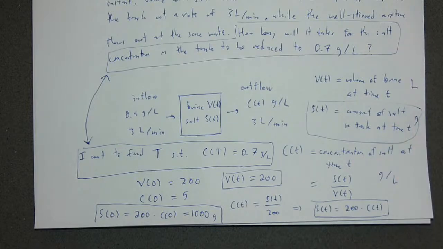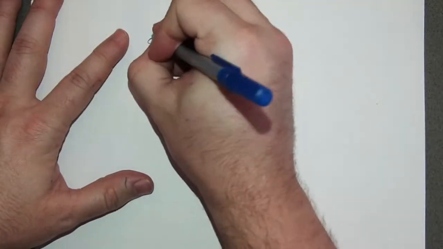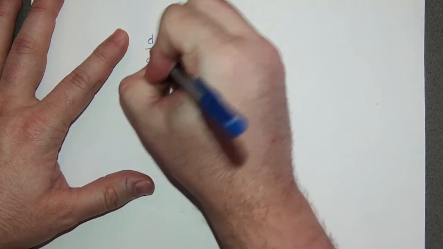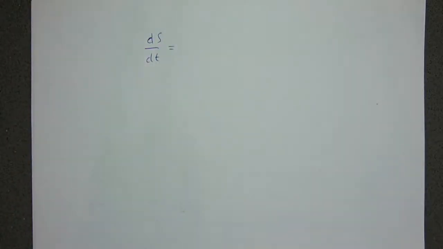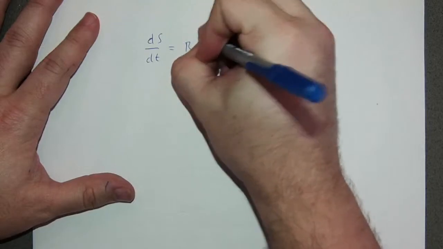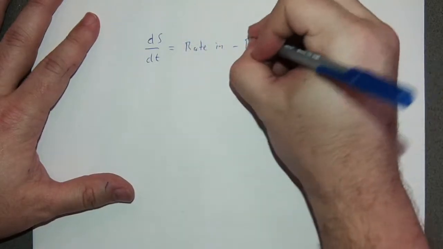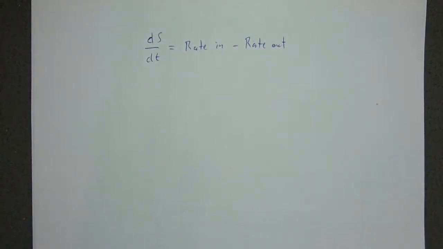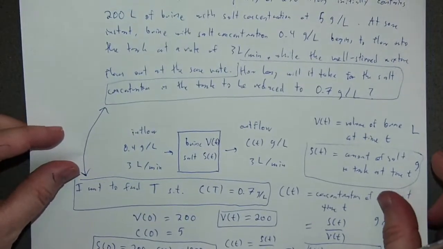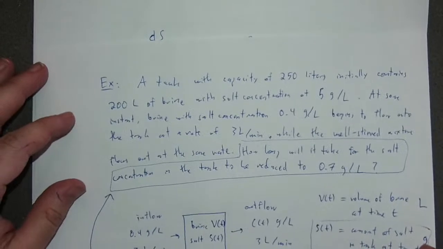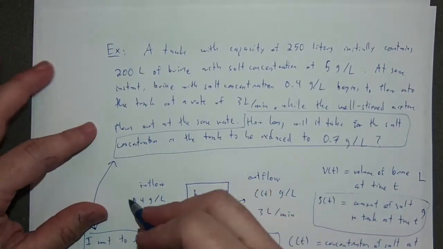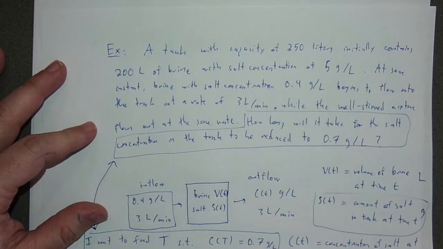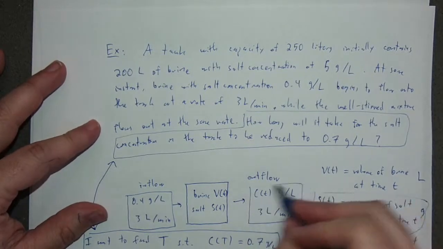Now we're ready to set up the differential equation. So the differential equation is a differential equation modeling the amount of salt in the tank, dS/dt. This is rate in minus rate out. How can I write this from this picture? So inflow provides the rate in, and the outflow provides the rate out.